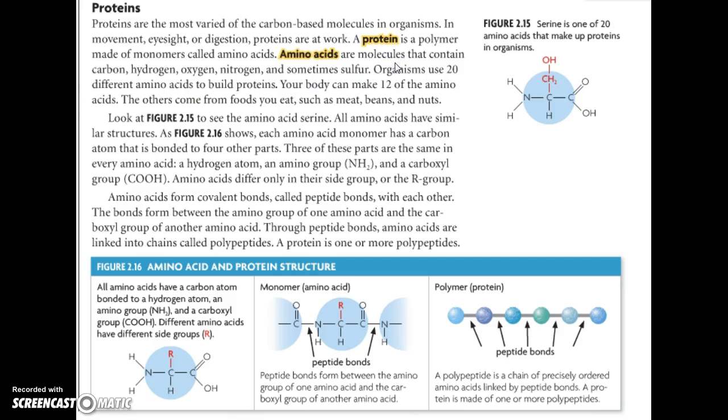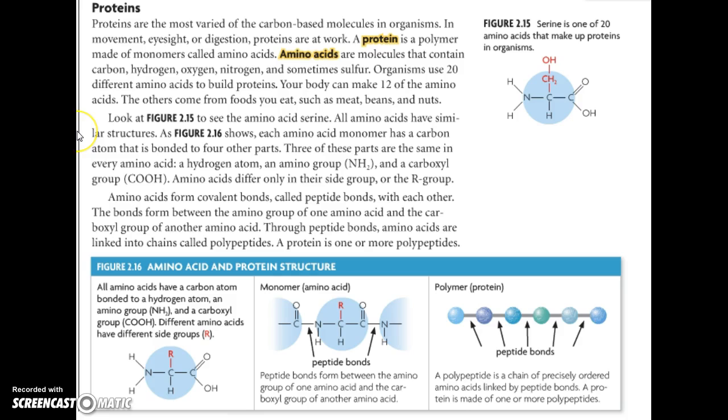Organisms use 20 different amino acids to build proteins. Your body can make 12 of the amino acids. The others come from the foods you eat, such as meat, beans, and nuts. And this is part of the reason why we want to have a well-balanced diet, guys. Our body can only make 12 of those 20 amino acids that we need. So we have to get the other 8 from other foods. And they're not all found in the same foods. You have to eat a variety of foods in order to get them.